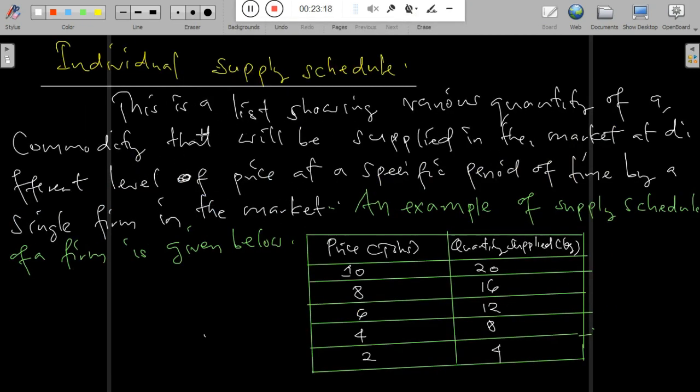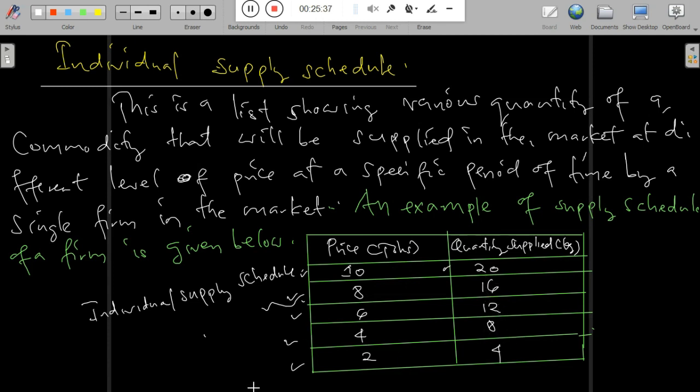As we observed earlier, an individual supply schedule is a list showing various quantities of a commodity that will be supplied in the market at different levels of price at a specific period of time by a single firm. By a single firm in the market is what we call an individual supply schedule. An example of the supply schedule of a firm is given in the following. We have the price on the left-hand side, that is 10, 8, 6, 4, and 2, and we also have the quantity supplied on the right-hand side, that is 20, 16, 12, 8, and 4. So the individual supply schedule is shown like this, as you can observe.